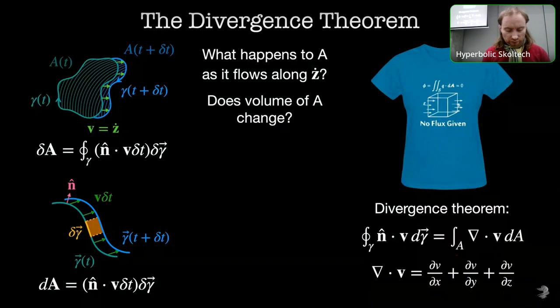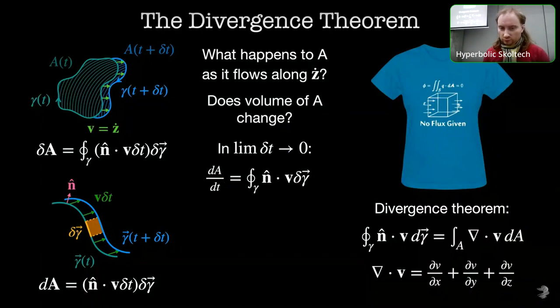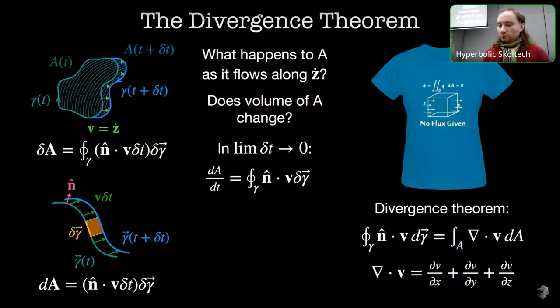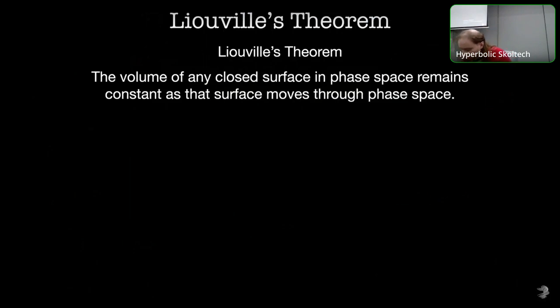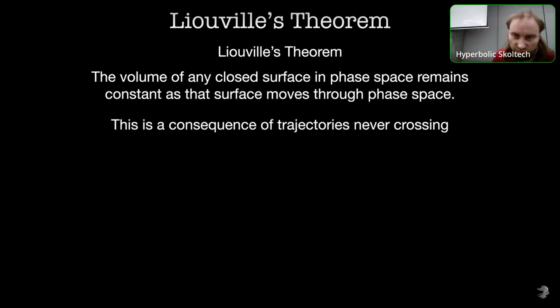So in the limit that delta t goes to 0, the rate of change in the area in our region is given by the integral around gamma of n hat dotted into v d gamma, which according to the divergence theorem is equal to the integral across the surface A of the divergence of the dynamics of z dot. We'll find out in a minute that the divergence of z dot is equal to 0, so the area doesn't change. The statement we just made is actually a theorem by Liouville. The volume of any closed surface in phase space remains constant as that surface moves throughout phase space. It turns out this is a consequence of trajectories never crossing.